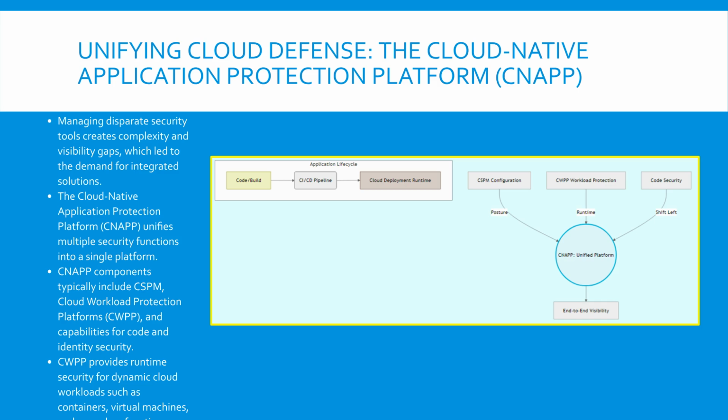CWPP is particularly important because it secures the dynamic, short-lived components of cloud applications, like containers and serverless functions, ensuring they are protected during the most vulnerable runtime stage. This diagram maps the CNAPP concept against the application lifecycle. The lifecycle starts with code and build stages, moving through the automated pipeline to finally reach the cloud runtime environment.